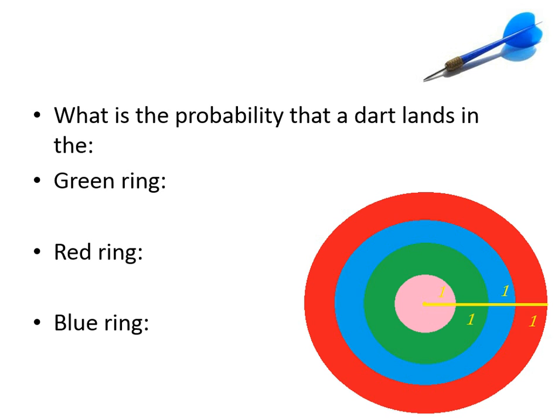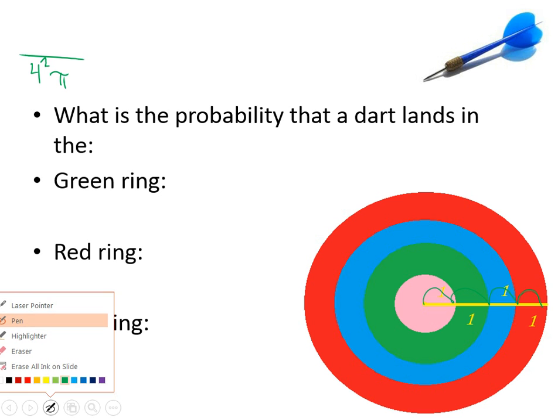Okay, now here's where our area and everything comes into play. So we've got this dartboard with 3 concentric rings and a circle in the middle. Now what we want to do is find the probability that the dart lands in the green ring, the red ring, and the blue ring. So first thing we have to do is, what's the total area that it could land in? Well, this circle has a radius of 1, 2, 3, 4. It's got a radius of 4. So that means it'd be 4 squared pi. So that's our total.